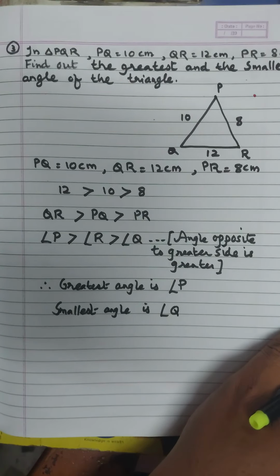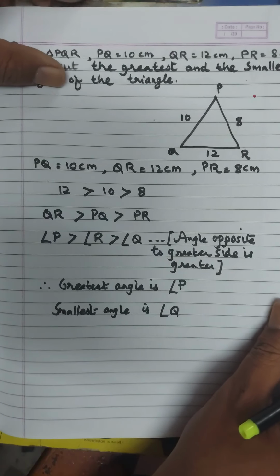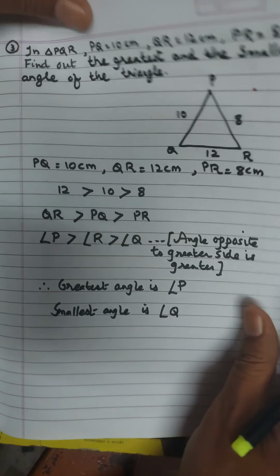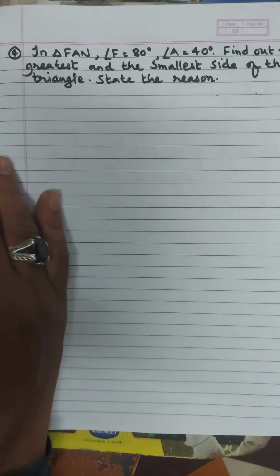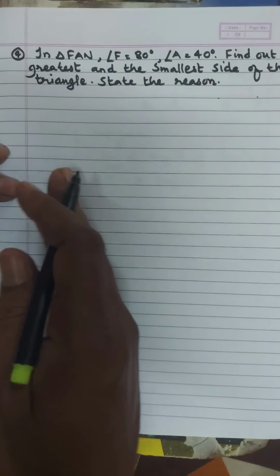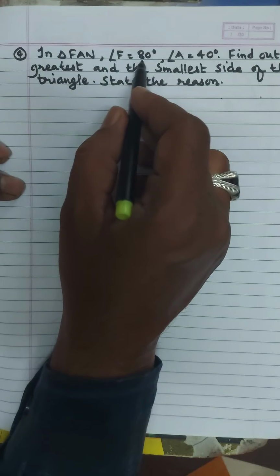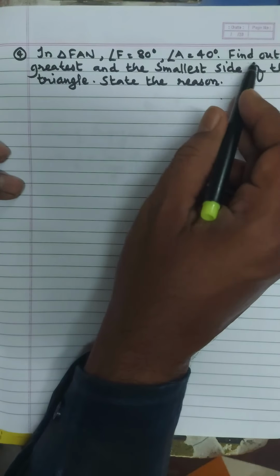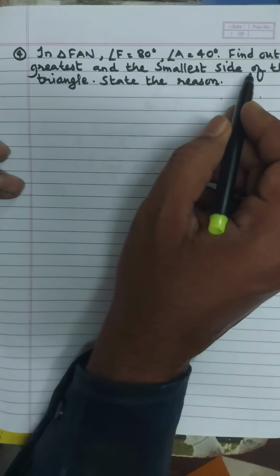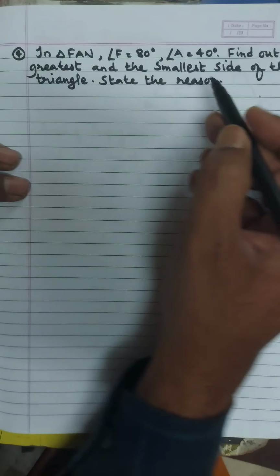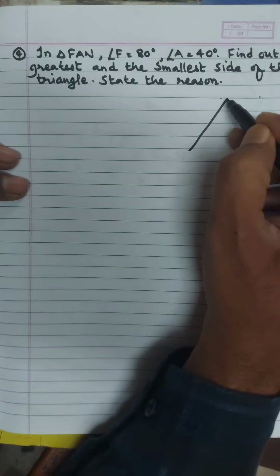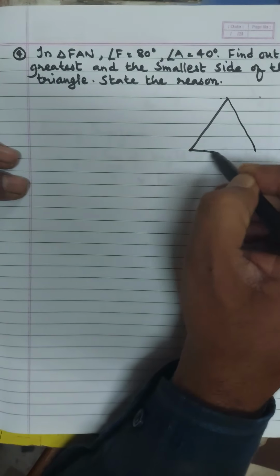I hope you understood this also. Very simple, very easy. Now we'll take one more question. I have written the question also. This is also very easy. In triangle FAN, angle F is 80 degree, angle A is 40 degree. Find out the greatest and the smallest side. Now we need to take out the sides here and state the reason also. So very simple. We can draw a figure for our understanding purpose.